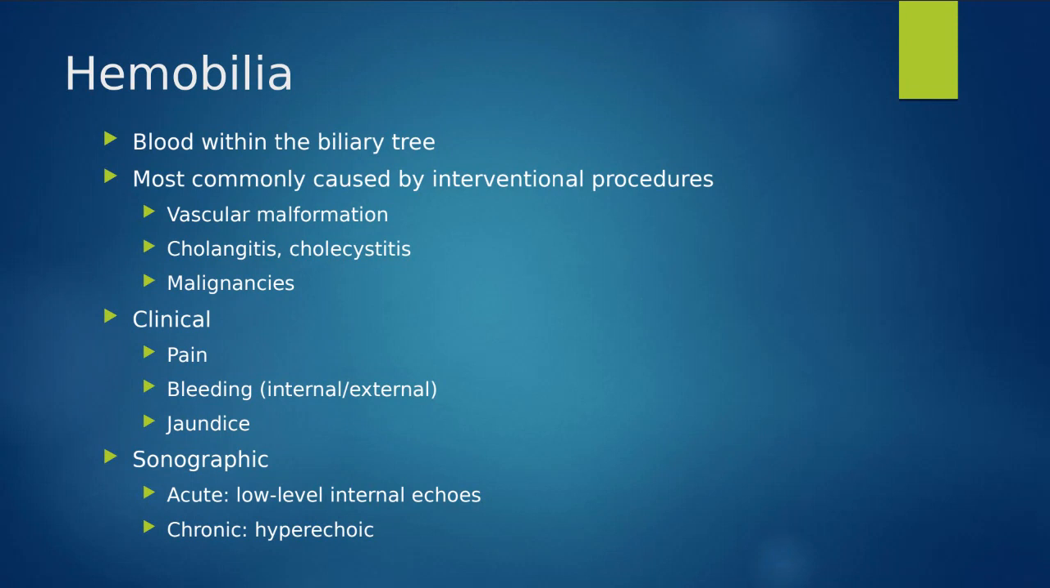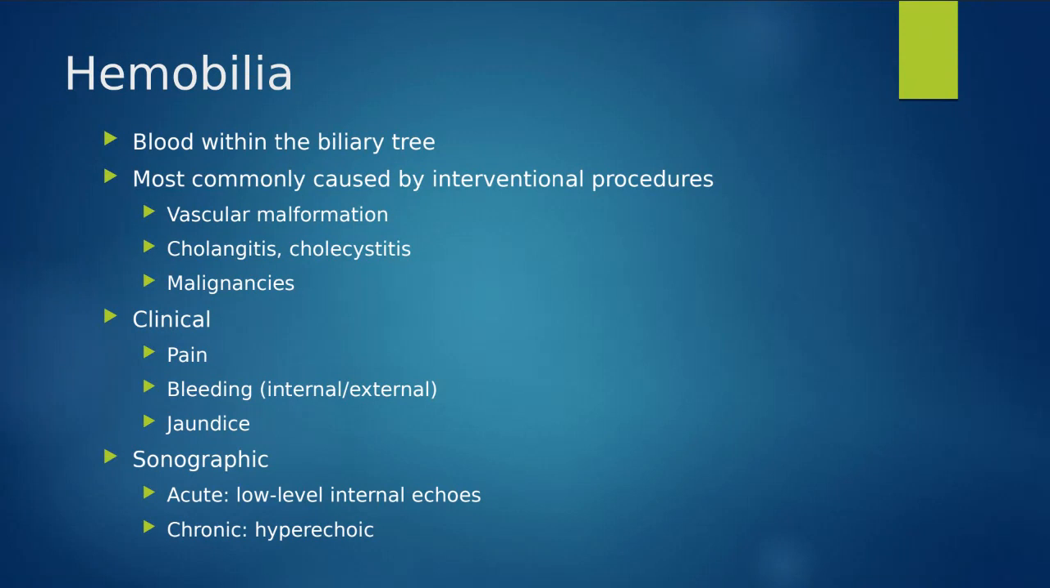If the patient has any type of malignancy as well in the biliary tree, the gallbladder, or the liver, malignancies have vascularity to them, right? So if we have these feeding vessels that are supplying a malignancy, well, they can start to bleed. So we can have that bleeding accumulating in the biliary tree. Also, any cholangitis or cholecystitis, so the inflammation of the biliary tree or the gallbladder itself, can result in bleeding of those tissues, and that can accumulate in those bile ducts as well.